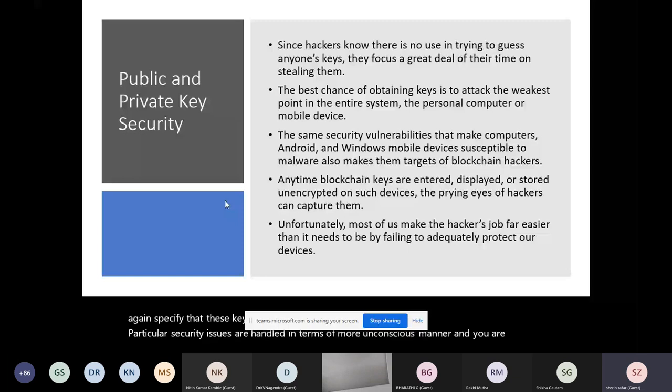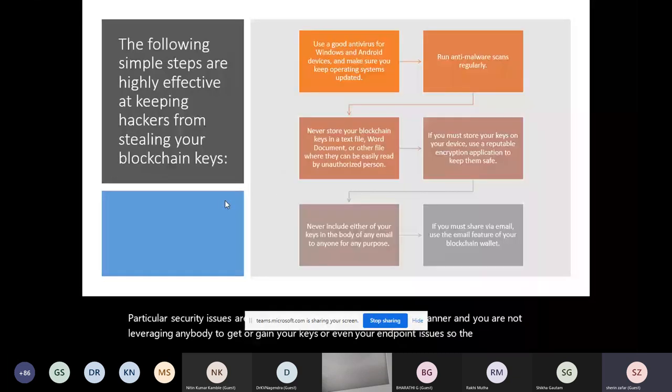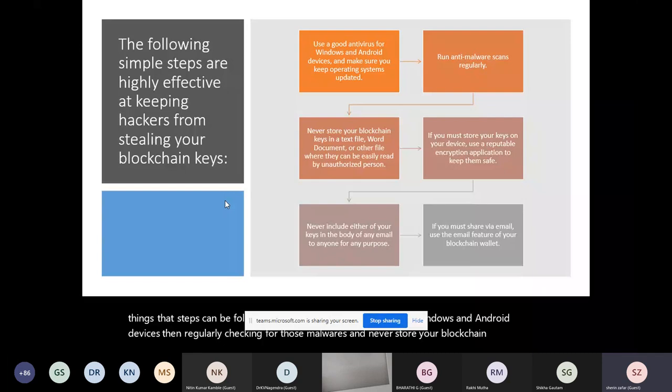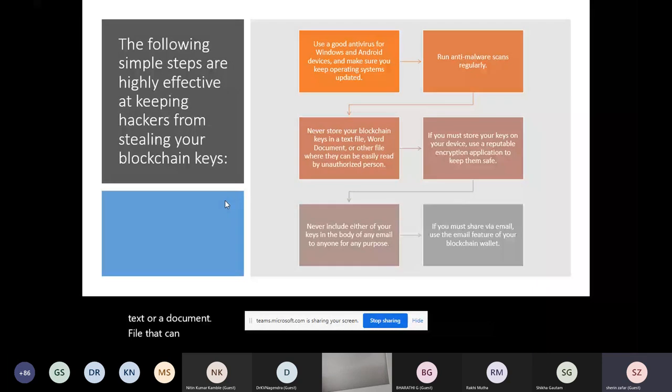So the important steps that can be followed are, obviously, using a good antivirus on Windows and Android devices, then regularly checking for malware, and never storing your blockchain keys in a text or document file that can be easily accessed by an unauthorized person. And you must store your keys on your device using a reputable encryption application.